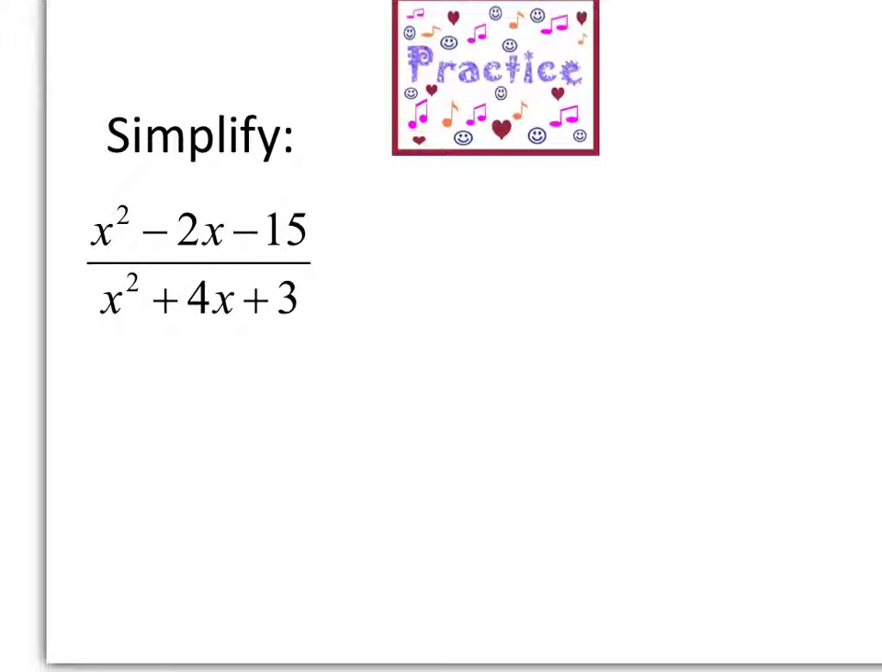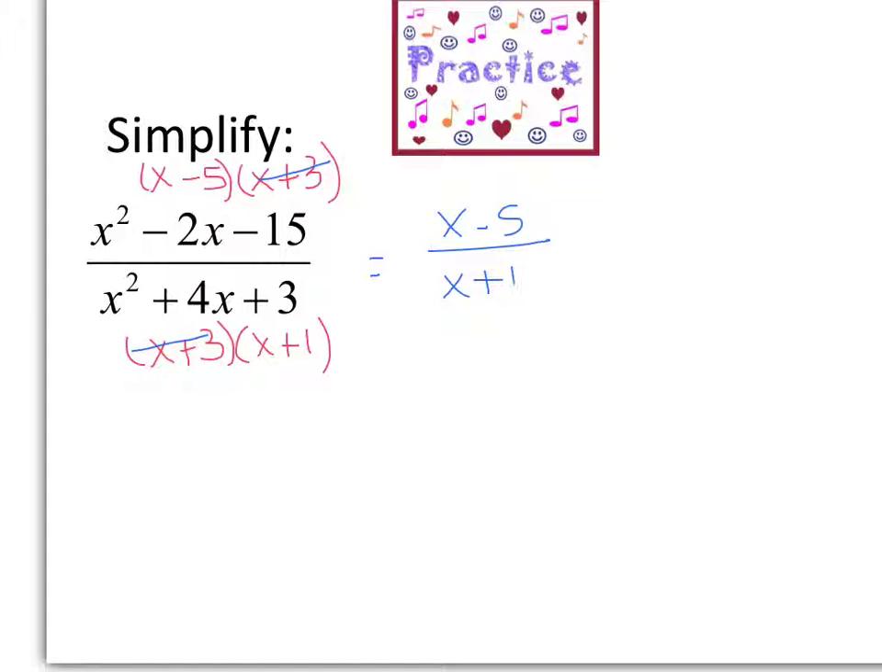And then we'll restart the video when you feel like you have the answer. Alright, so let's see if you did it right. We'll have (x minus 5)(x plus 3) over (x plus 3)(x plus 1). Alright, they both have an x plus 3. So x minus 5 over x plus 1, where x cannot be negative 1.